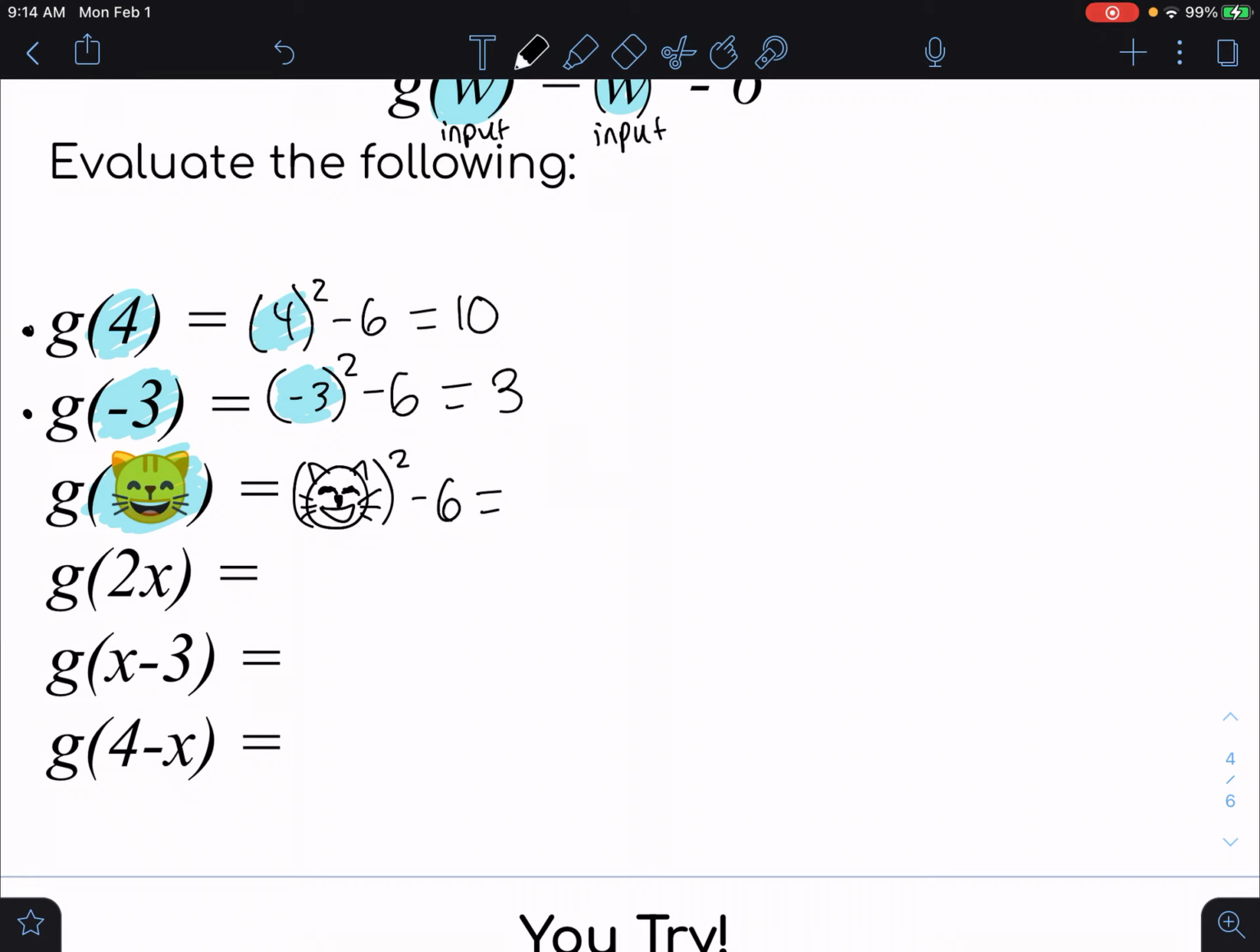And that we can't really simplify, right? That's as far as we can go. I just plugged in the cat where I saw the placeholder, right?